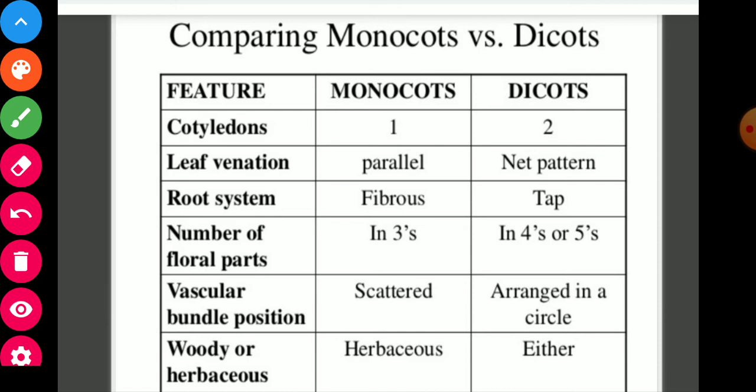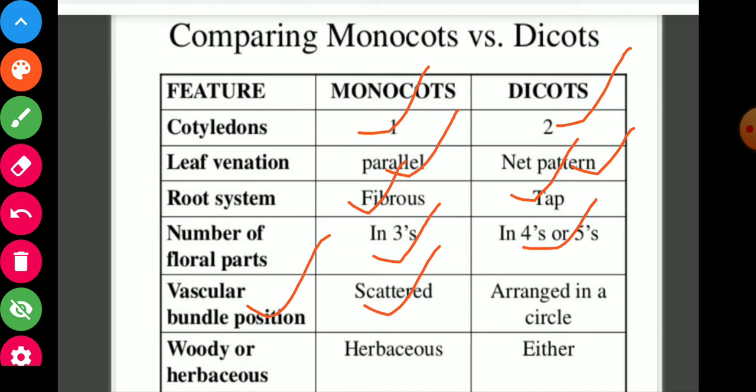Comparing, you can see cotyledons, 1 in monocot, 2 in dicot. Leaf venation parallel in monocot, but reticulate, in a net pattern, in dicot. Root system fibrous, taproot. Number of floral parts 3, multiple of 4 or 5. Vascular bundles scattered, arranged in a circle. On the nature of the stem, herbaceous in monocot, while dicot may be either.